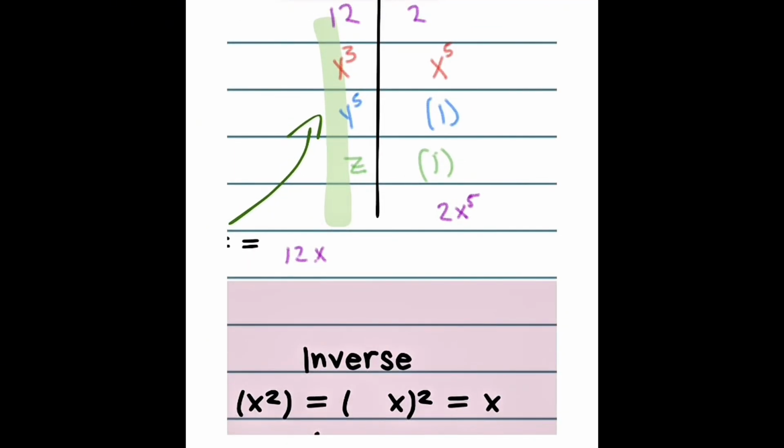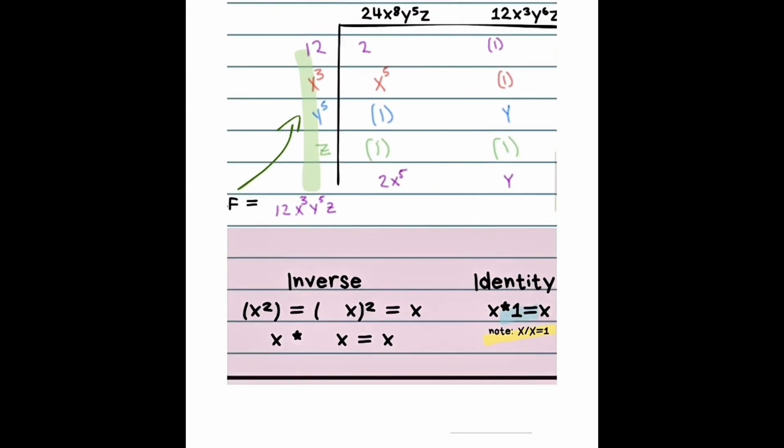And then let's see if I can get my pen to work. Times y to the fifth times z for our greatest common factor. And then we would multiply times that to get back here, and we would multiply times that to get back here and double check.